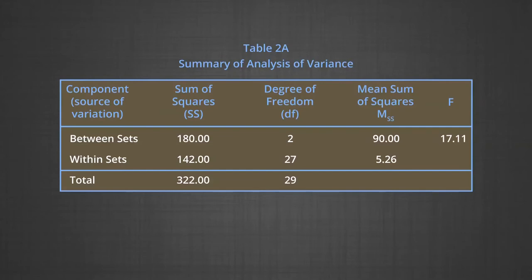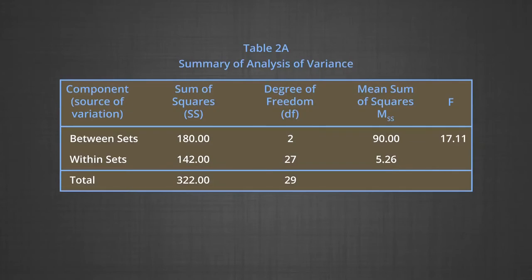The summary of analysis of variance at a glance. Now, here's table 2. It has 5 columns. The first column shows the source of variation or the component of variation. The second column is about sum of squares or SS. The third column is about degrees of freedom. Then we have mean squares, MS. The final or last column gives us the value of F.